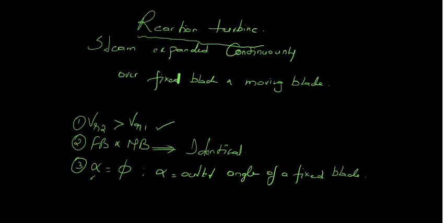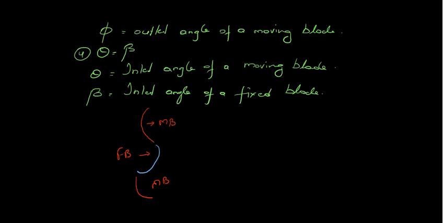Alpha equals pi. The outlet angle of a fixed blade is equal to the outlet angle of a moving blade, right? That means here, what is the angle you are going to have? It is nothing but alpha, or you can represent it as pi.